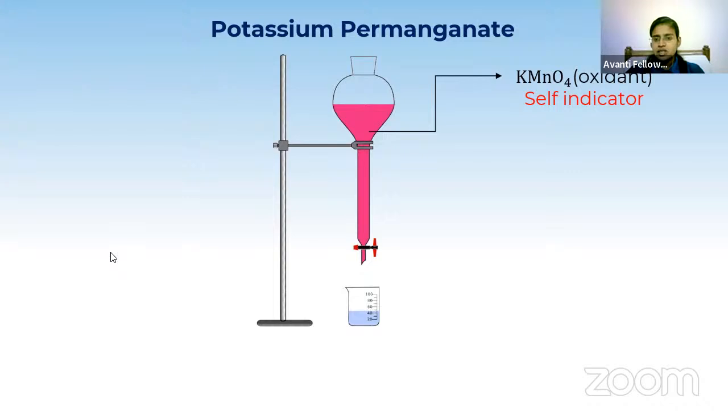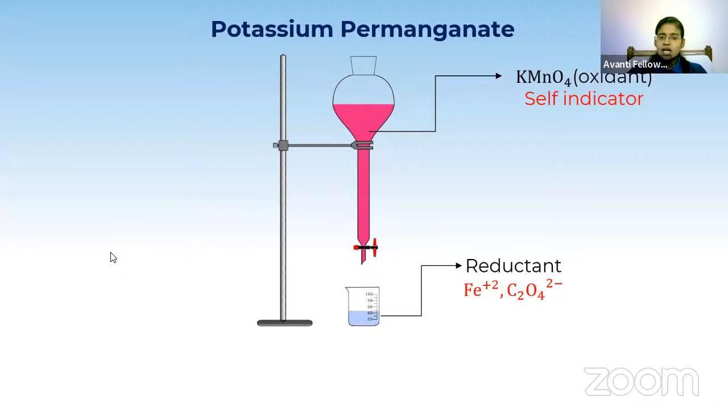Okay. So KMnO4 is an oxidant as well as the indicator. Now the solution which is taken in the beaker is the reducing agent. It can be Fe2+ containing solution or C2O4 2- containing solution, iron 2+ and oxalate 2-. So any one of these can be the reducing agent. Okay. So now we have to start the titration.